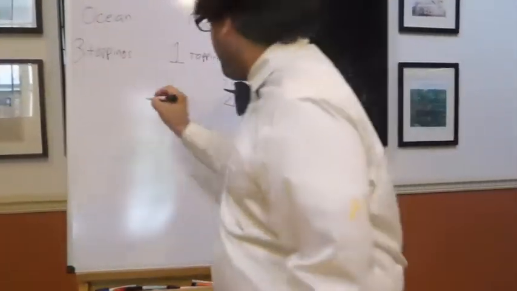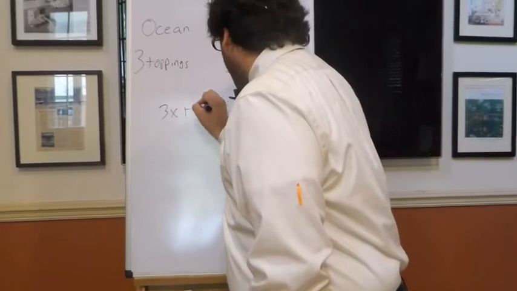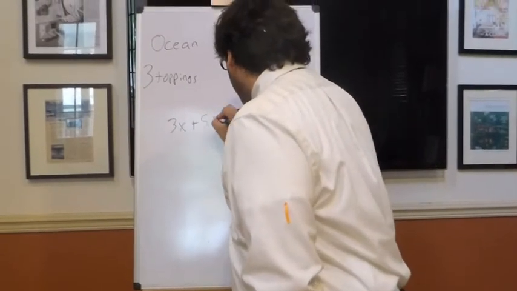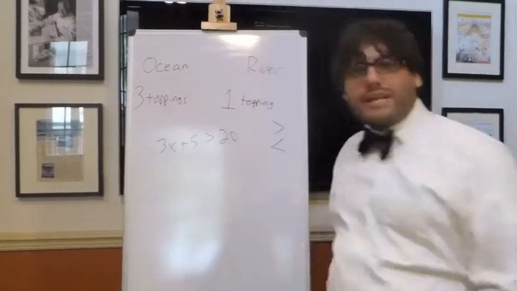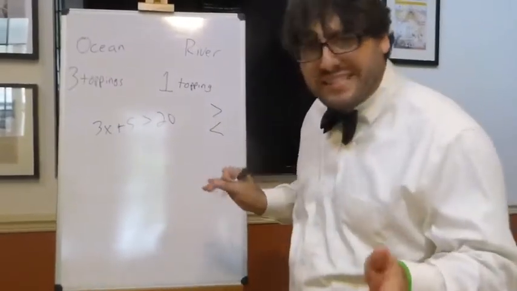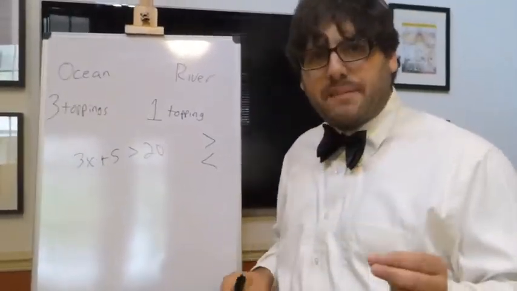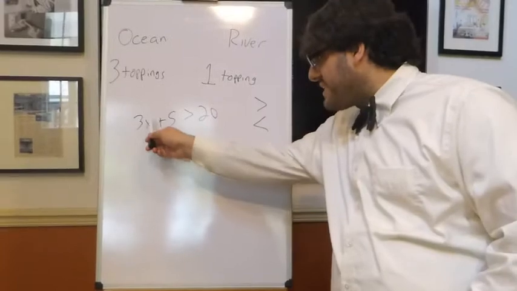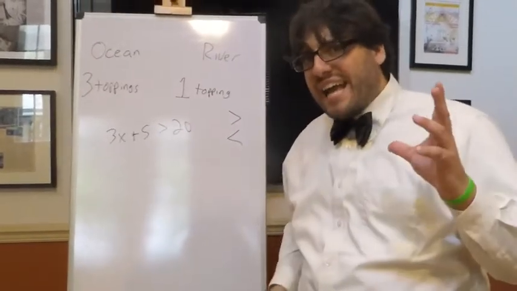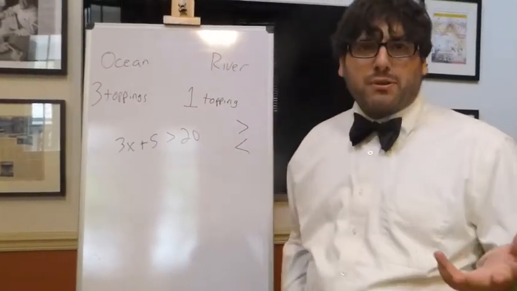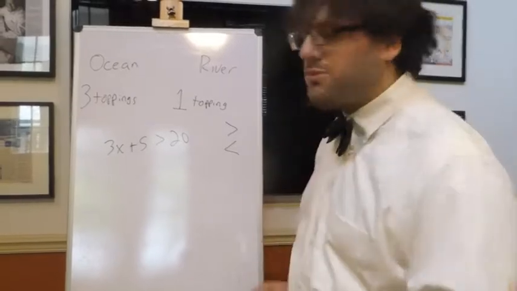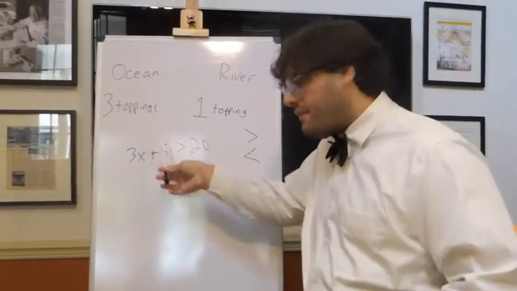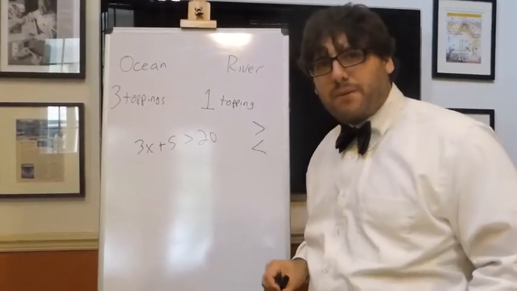Let's solve 3x plus 5 is greater than 20. Now this may seem complex, but it's actually really simple. We want to get this x by itself. Think of it as anchovies on a pizza. Most people don't like them, so they'll take them off. So that's what we're going to do. We're going to take off all this extra stuff to find the answer to this problem.